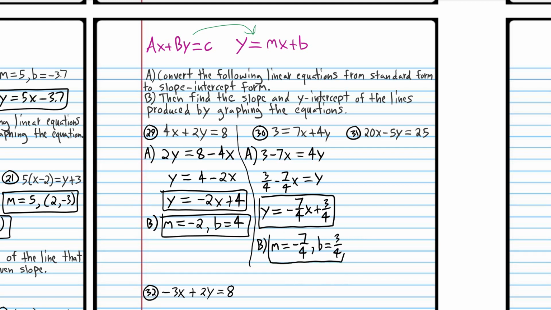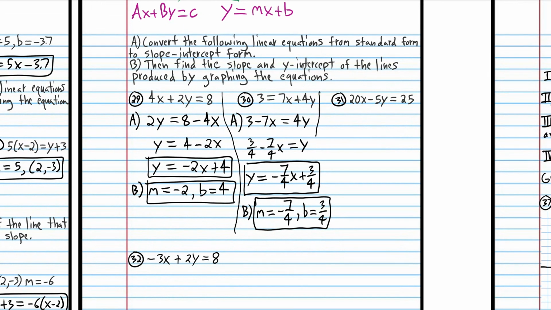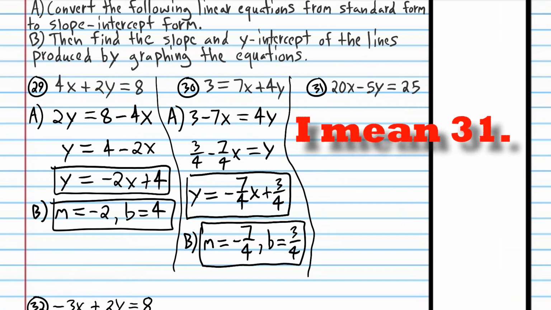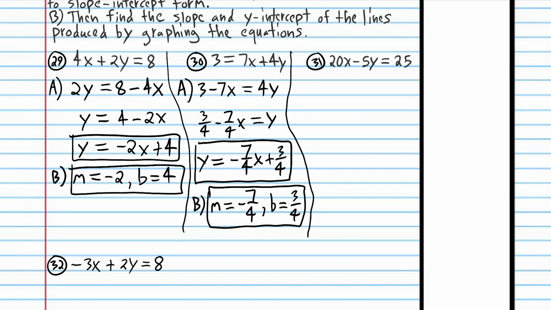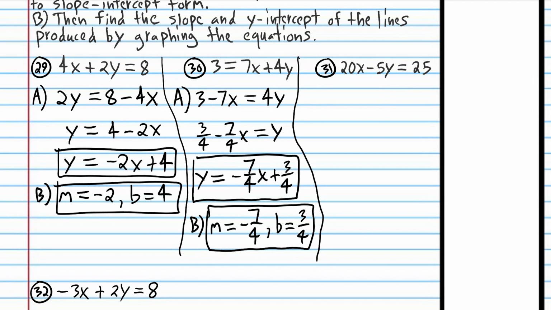So why don't you try number 31 first, and then we'll do it together, and then we'll go on to 32. Now, when you do number 30, make sure that this negative stays with the 5y. The most common mistake that students make is they make this negative somehow disappear. That stays with the 5y, so be careful with that one. So go ahead and try number 31, and when you come back, we'll do it together. All right, we're back. We have to isolate the y, so we're going to subtract 20x from both sides.